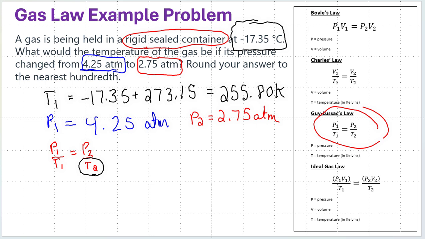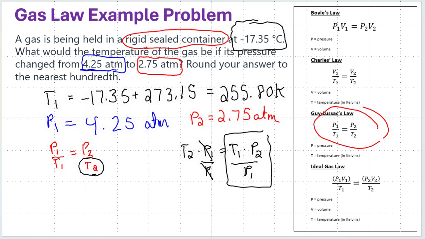What I'm going to do is cross multiply here. So I get T2 times P1 equals T1 times P2. And then I want to isolate T2, so I'm going to divide both sides by P1. And these P1s go away. And so this is what our T2 equals. So I'm just going to go ahead and plug my variables in.